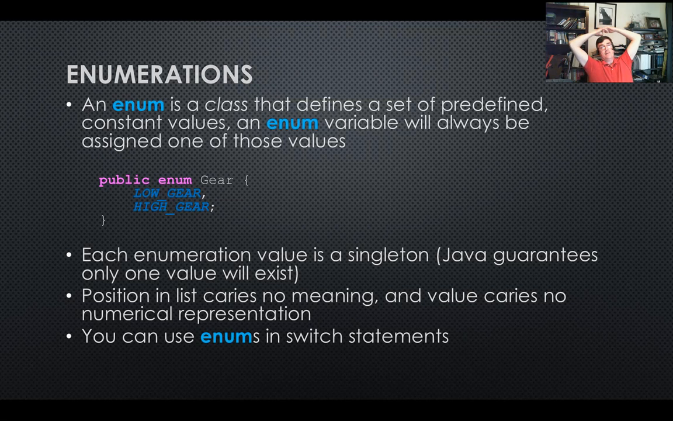So I can say a local variable position equals gripper.getGear, and then I can use it in an if statement: if gear position equals low gear, then do some code. Or if gripper position equals high gear, do some other code. You can also use enums in a switch statement because of that singleton property. So the singleton property is very, very important.